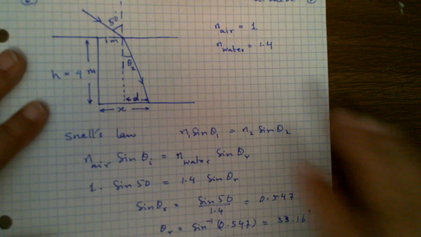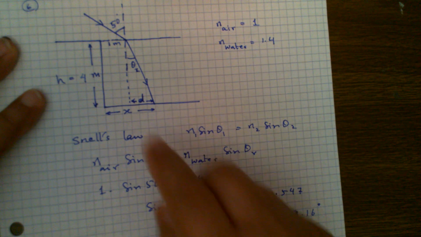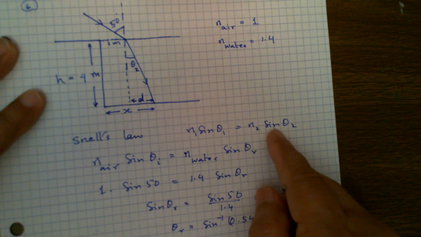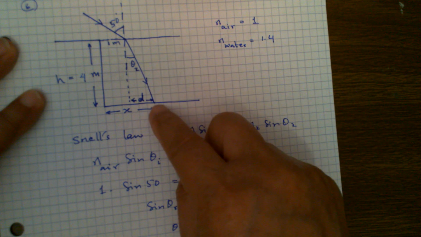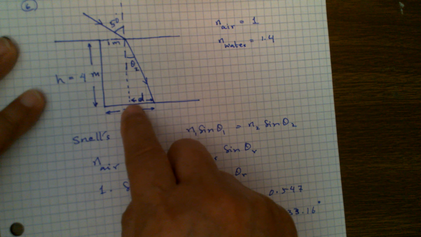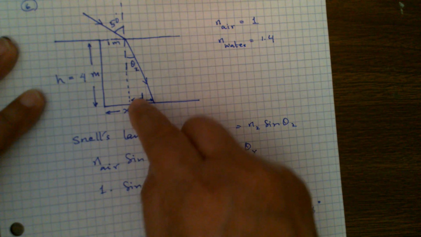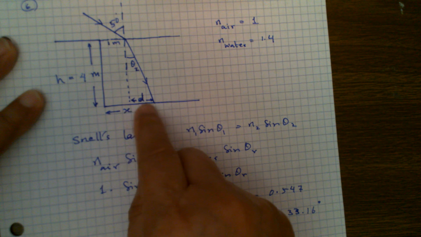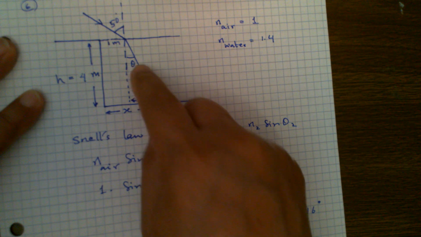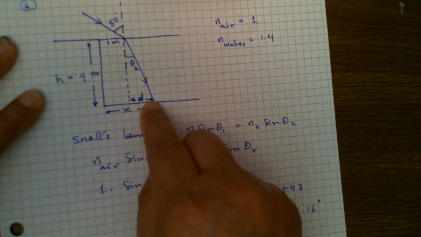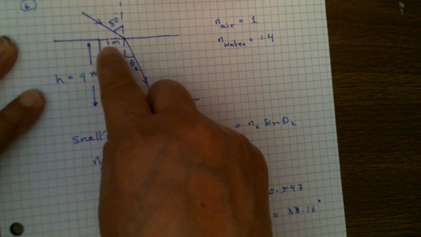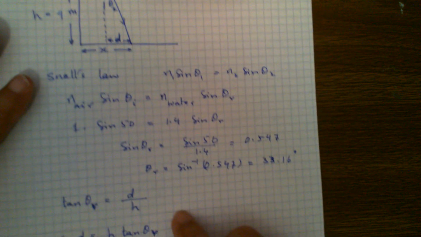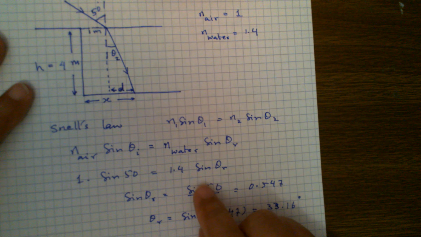So I redraw the figure again. First of all, I need to use Snell's law, n1 sine theta 1 is equal to n2 sine theta 2. Once we know where it hits, then we know how to find this distance d, because this height is h, it is 4 meters. Once I know d, because I know the angle and the height, I can find d. Then, if I add 1 meter, I will get distance x. So that's our plan. First of all, let me find the angle.